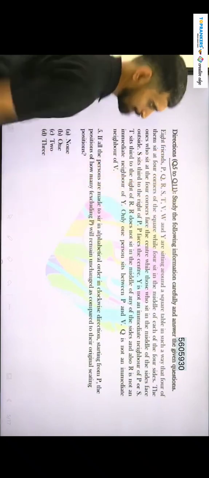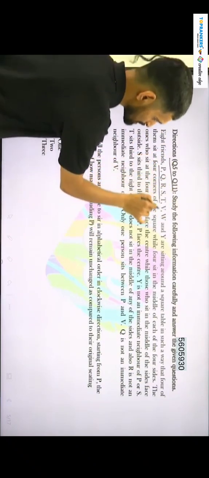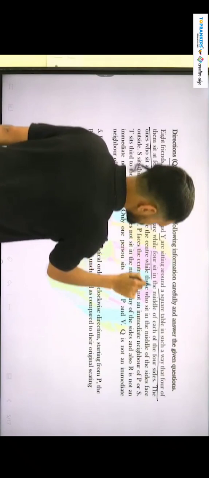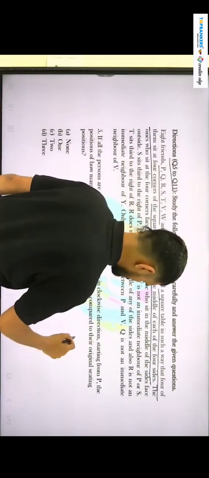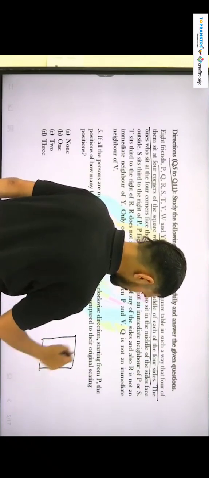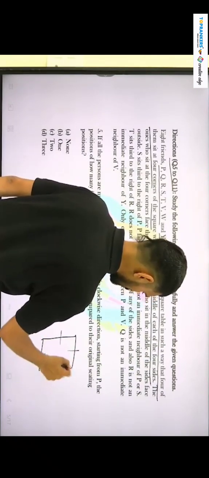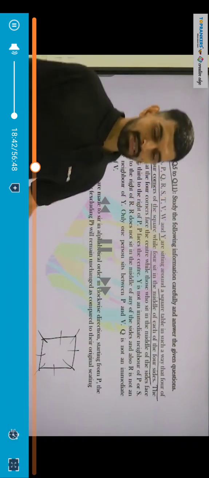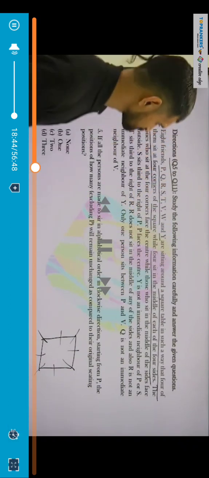So let's look at the next set of questions. The very next set is for questions 5 to 11. 8 friends, P, Q, R, S, T, V, W, and Y are sitting around a square table in such a way that 4 of them sit at the 4 corners of the square, while 4 sit in the middle of each of the 4 sides. So what kind of situation is this? Definitely a situation like this. Here 4 people sit in the middle of the sides and 4 people sit at the corners. Right. So this is the situation.